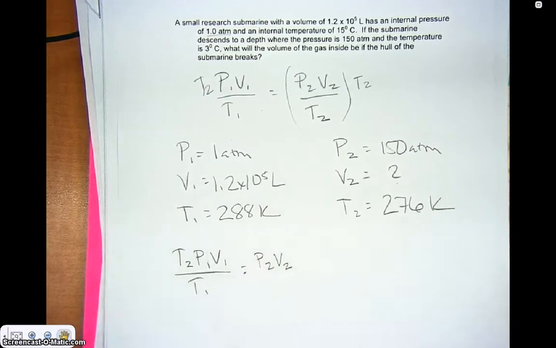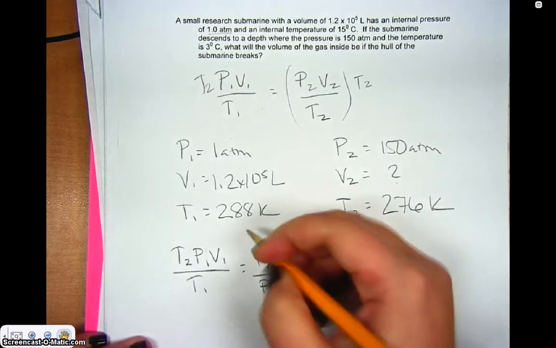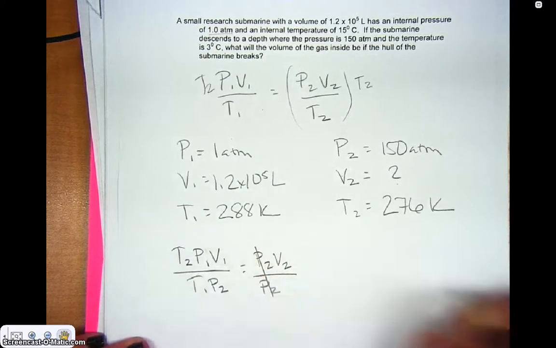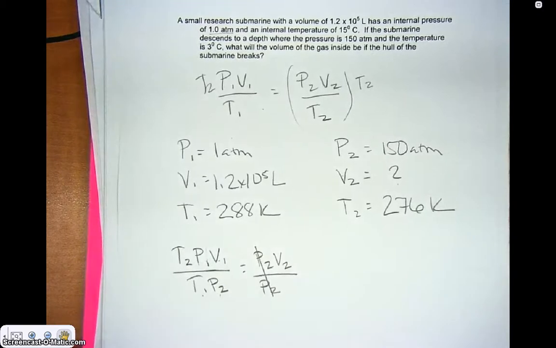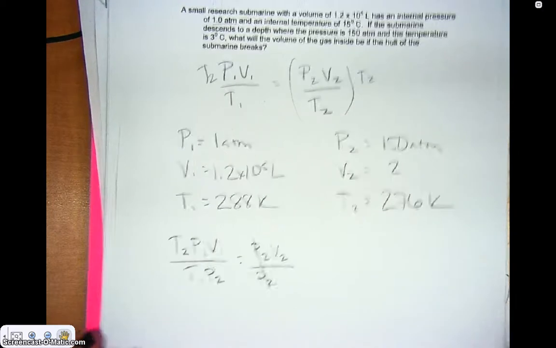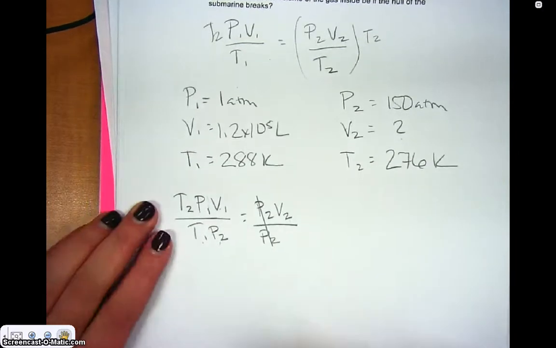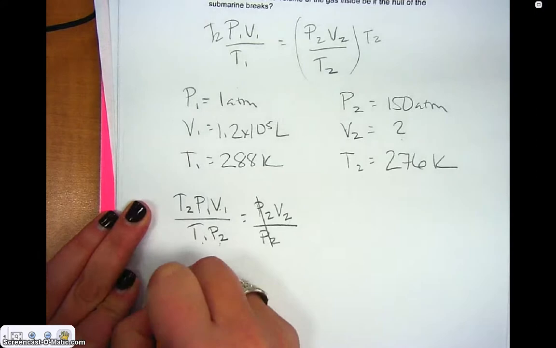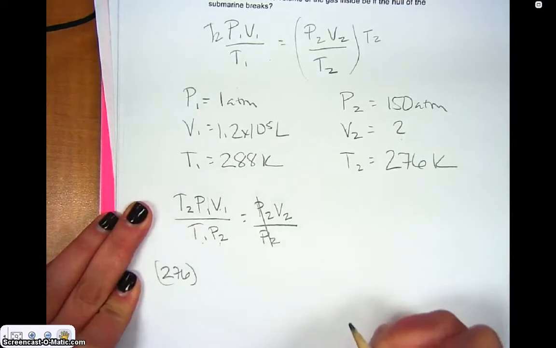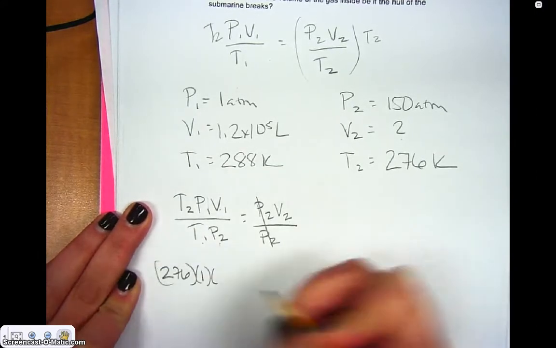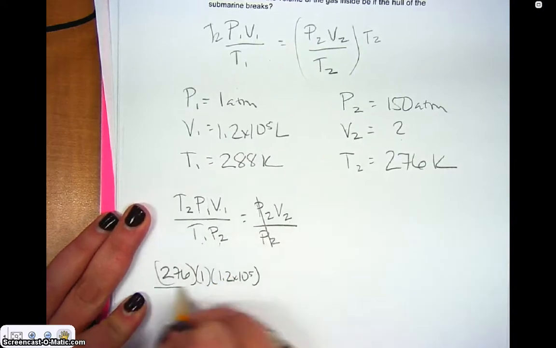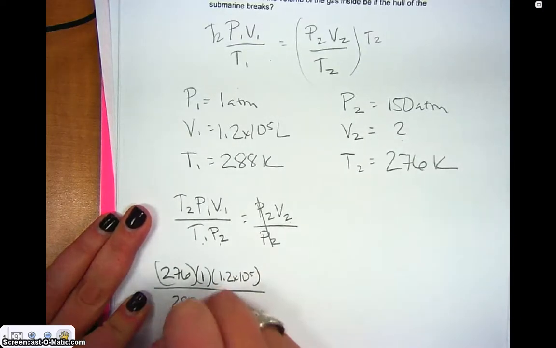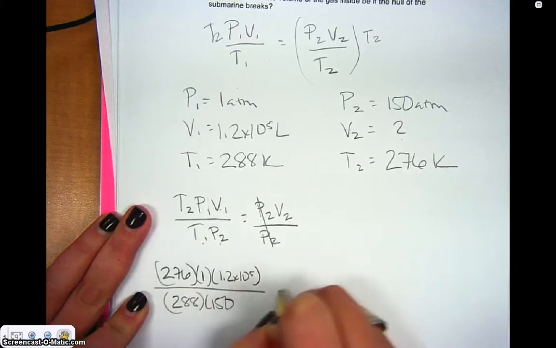And then I'm going to divide by P2 on both sides. So divide by P2, that will cancel, and I'll have P2 here. So I'm left with T2 P1 V1 over T1 and P2, and then V2 over here. So it's important that we keep track of our subscripts. And so let's go ahead and plug in the values that we have now. So temperature 2 was 276 times pressure 1, which was 1, times volume 1, which was 1.2 times 10 to the 5th, all divided by T1, 288 times 150.